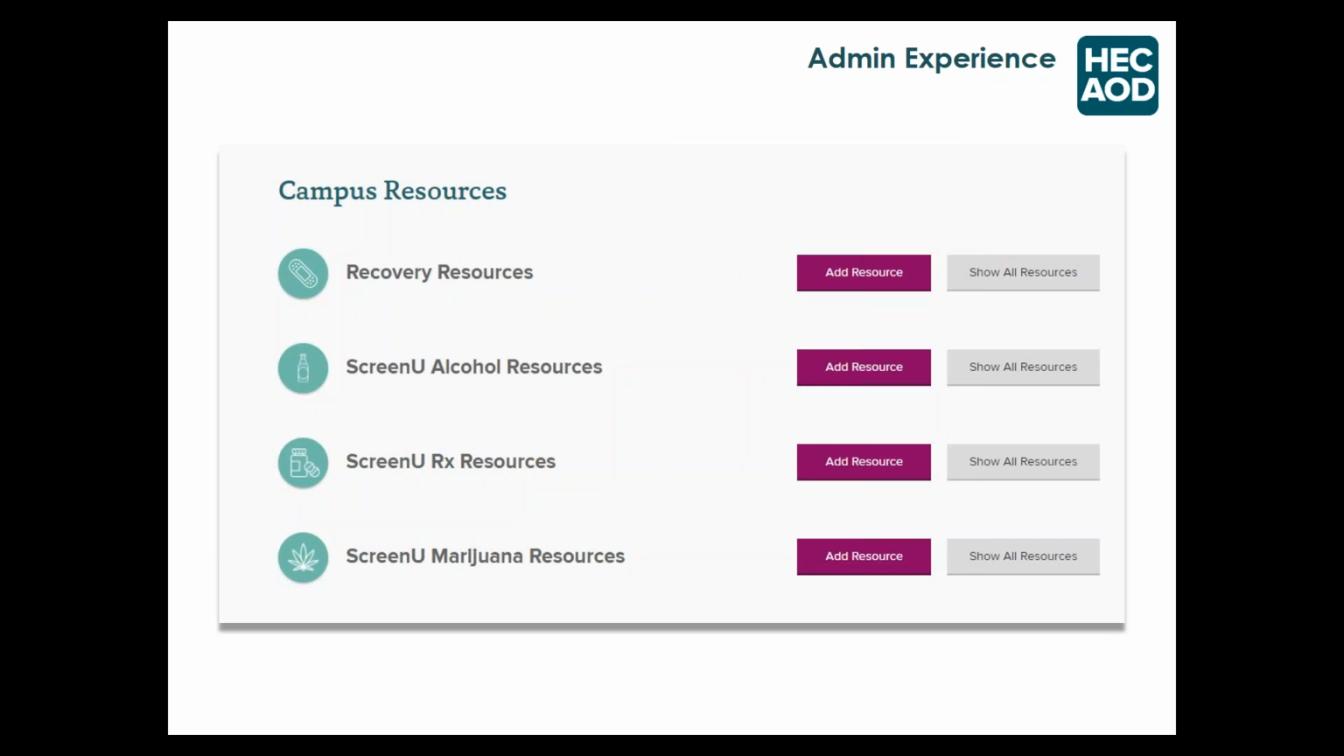So now I'd like to take us back to campus resources, and you see here 4 different programs. As I mentioned, we have 3, alcohol, RX, and marijuana, but we also have a recovery resources category, and those are for those resources that I showed you initially when we indicated that I was in recovery on this sample screening. So you can populate those recovery resources differently if you choose than your ScreenU alcohol, RX, or marijuana resources.